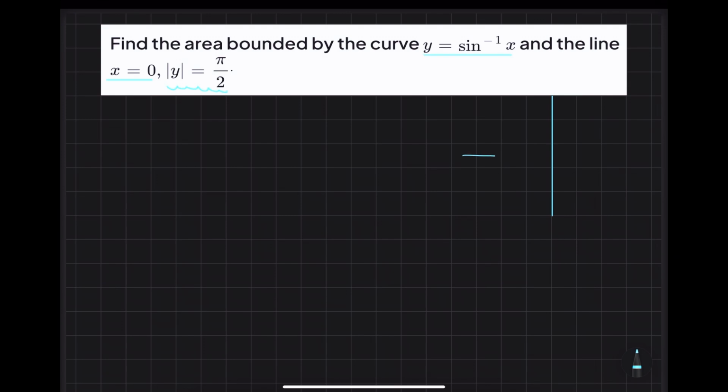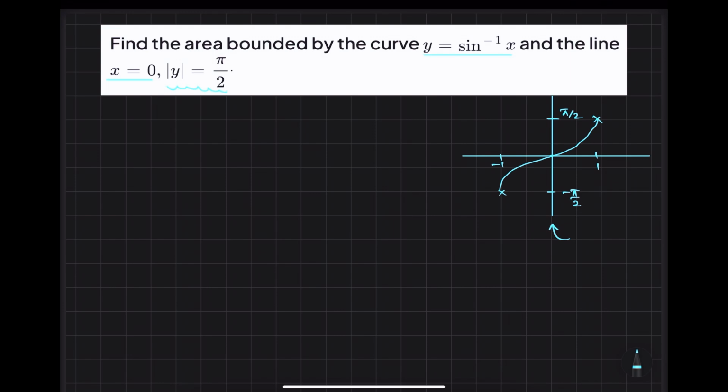As you all know, the graph of the sine inverse function looks this way. It goes this and this. This is 1, this is minus 1, this is minus pi by 2, and this is pi by 2. Now x equals 0 means we are talking about the y-axis.